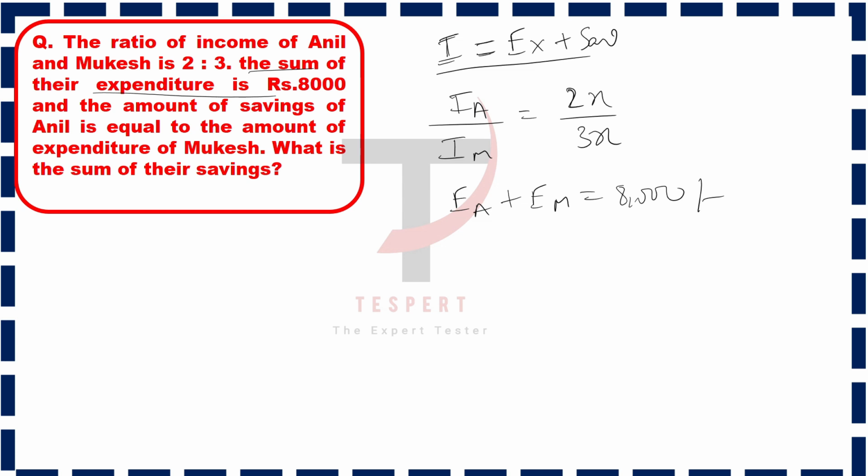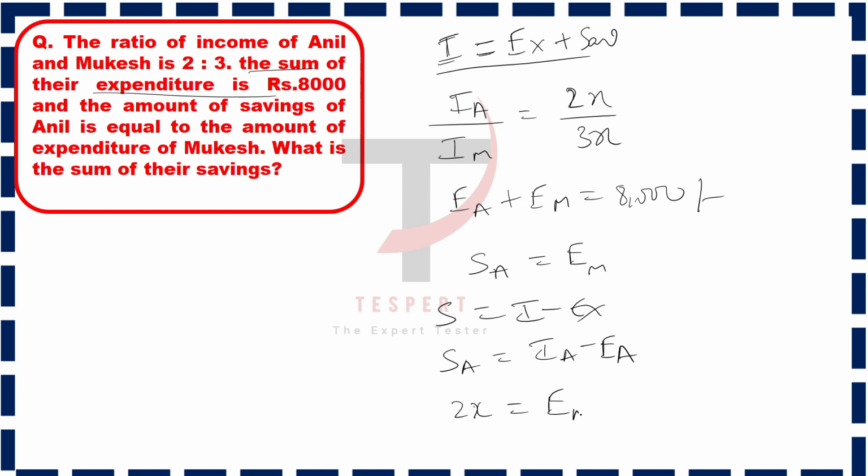And the amount of savings of Anil is equal to the amount of expenditure of Mukesh. So savings of Anil is equal to expenditure of Mukesh. As we know, savings is equal to income minus expenditure. Savings of Anil is equal to income of Anil minus expenditure of Anil. So 2x will be equal to the expenditure of Mukesh plus expenditure of Anil. So 2x will be equal to 8,000 and x we get as 4,000.